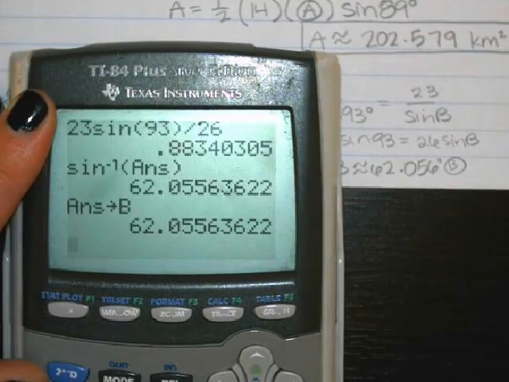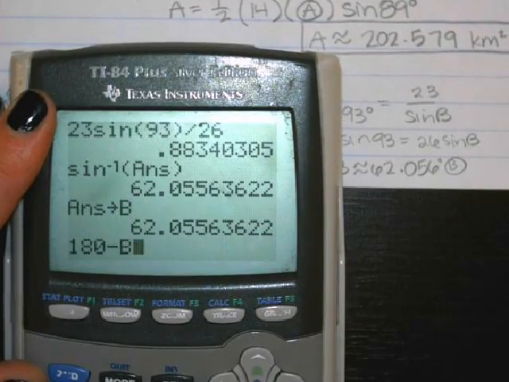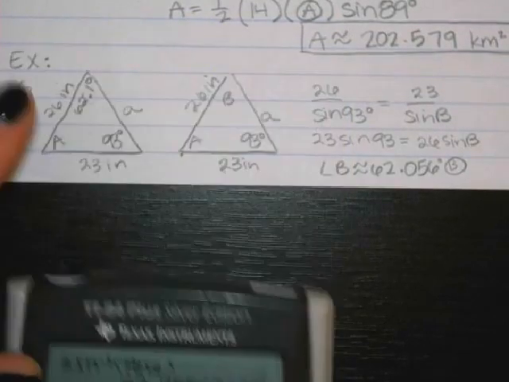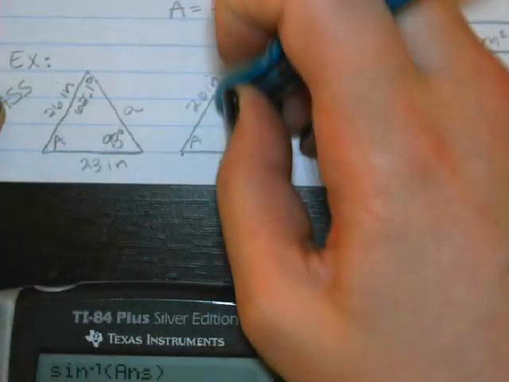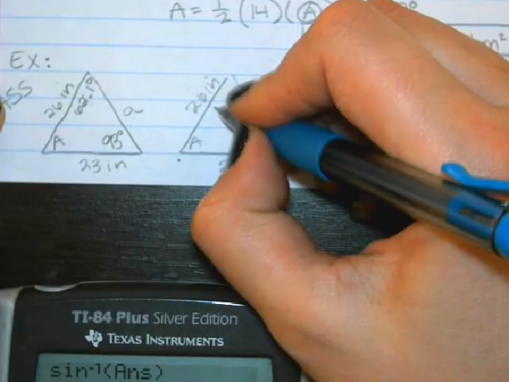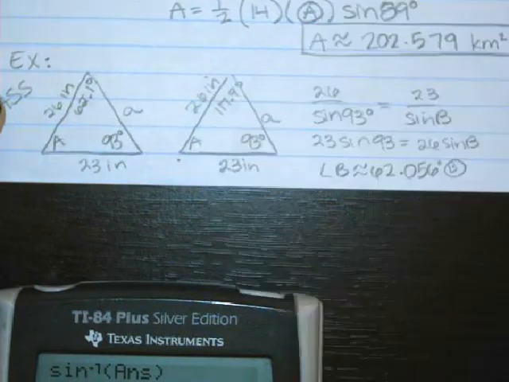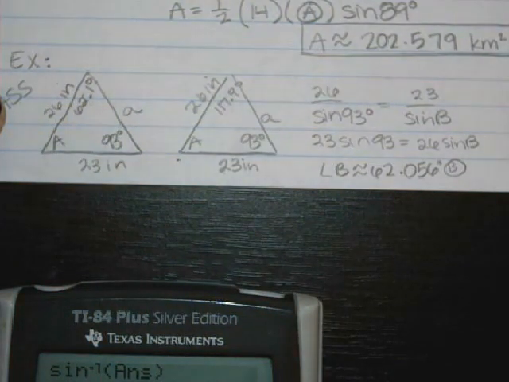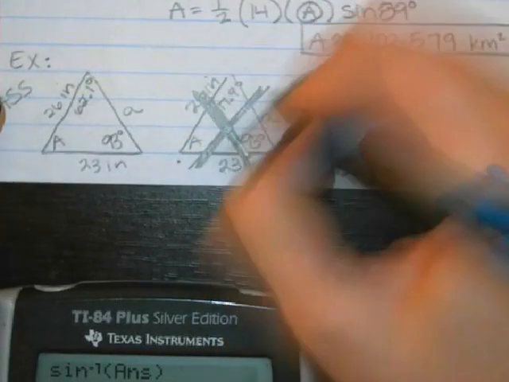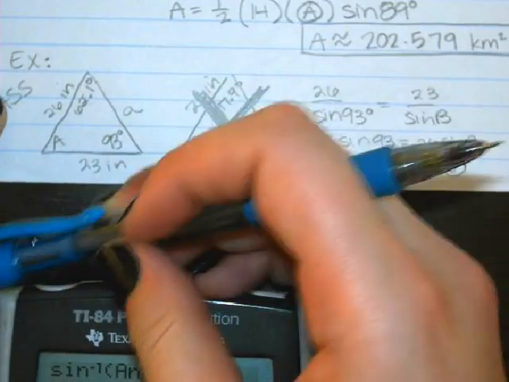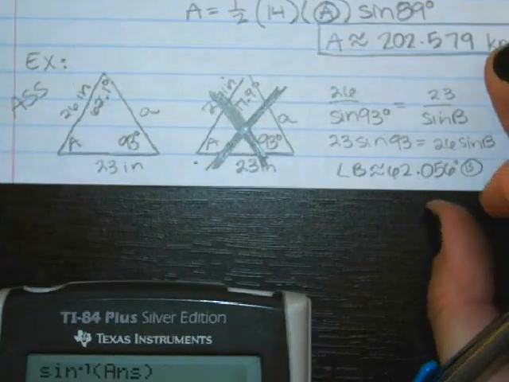And how do I check my second triangle? That's a 117 degree angle. If I put 117 degrees here, there's no second triangle. It doesn't make sense. All right. So that's what we have.